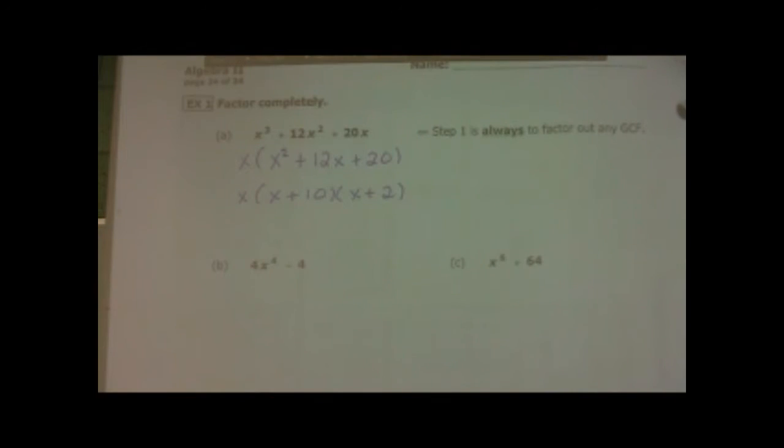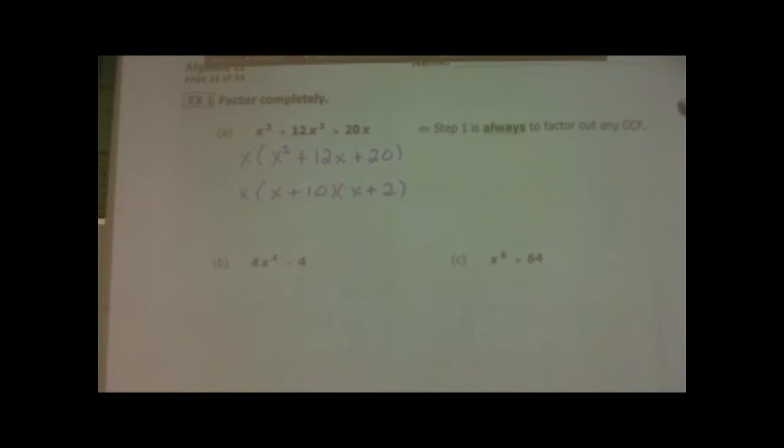All I have to do is figure out what multiplies to 20 and adds to 12, and that is 10 and 2. So this is x times x plus 10, x plus 2. Now I need to check to see if I can factor further. I don't have any power of x here, and I don't have any power of x here other than 1. So I'm not going to be able to factor further, and let's go on to the next problem.